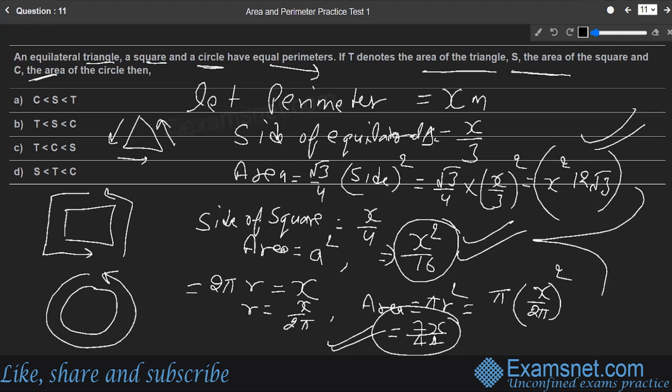By comparing these three, we can conclude that the area of the circle is the largest, the area of the square is second largest, and the area of the equilateral triangle is the smallest. So the right answer for this particular case should be option number B, which matches the above criteria.